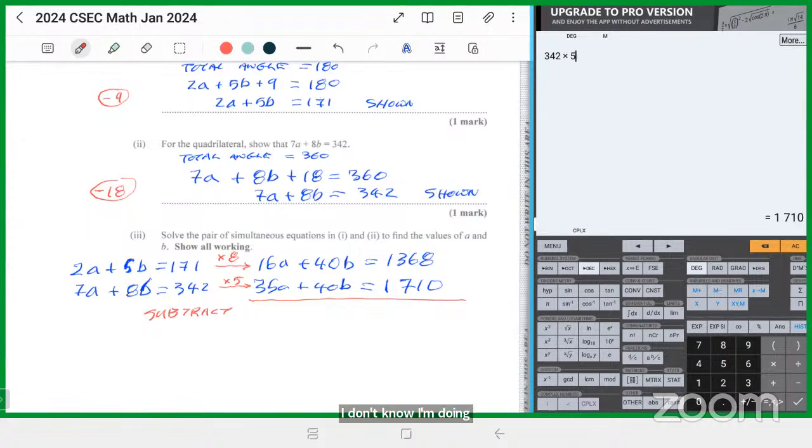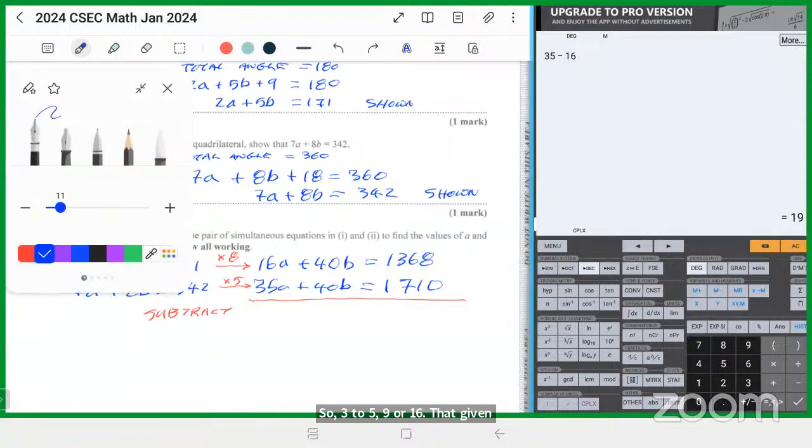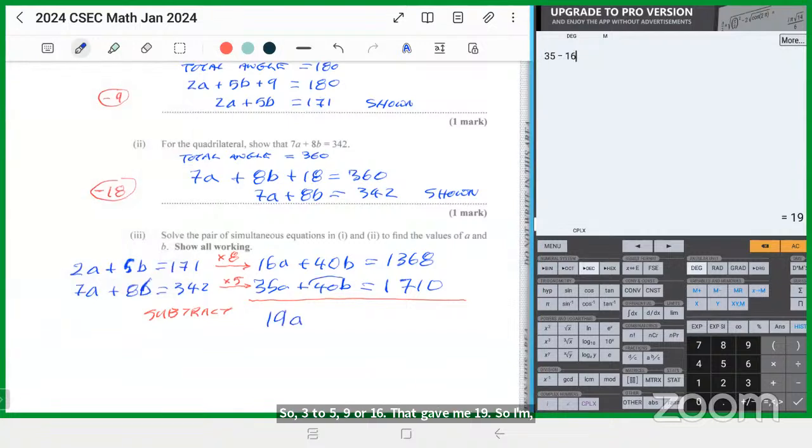So firstly, it is this 35 minus this 16a. 35 minus 16 gives me 19, so I'm having 19a. This 40b minus this 40b, the b is gone, equals this now minus this: 1710 minus 1368. I get 342. Then to get the a now, I just need to divide both sides by 19.